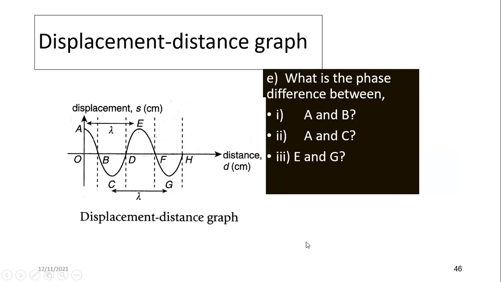What is the phase difference between A and B? A and B, 90 degrees or pi over 2 radian. A and C is 180. E and G, 180 also.